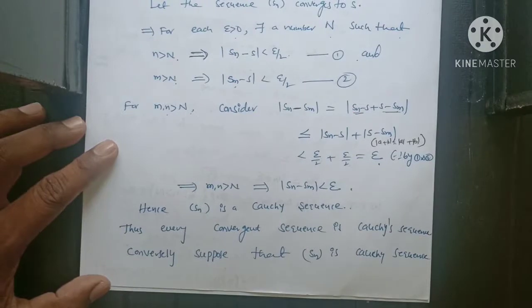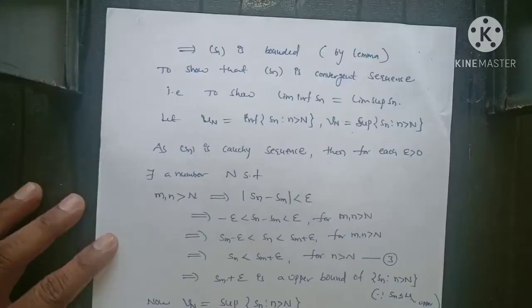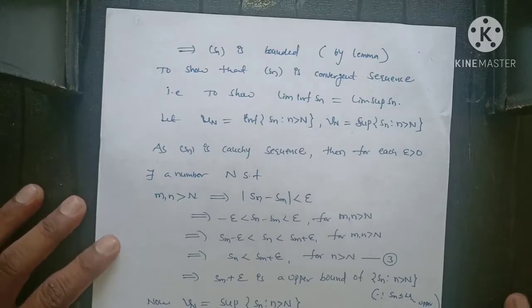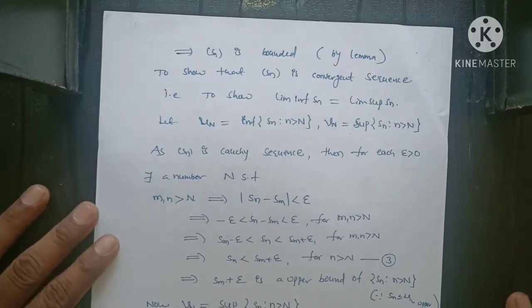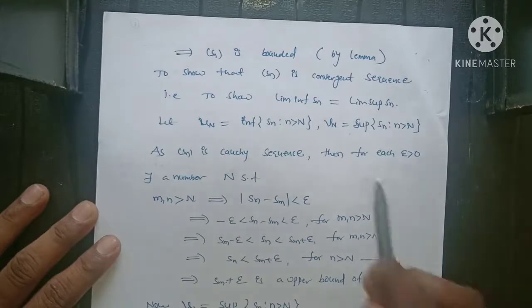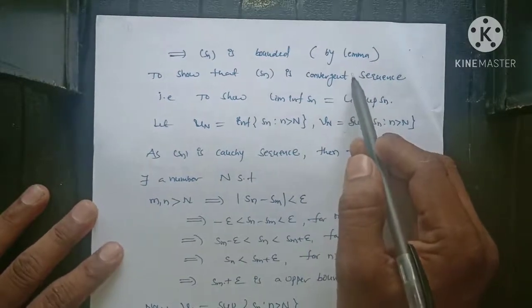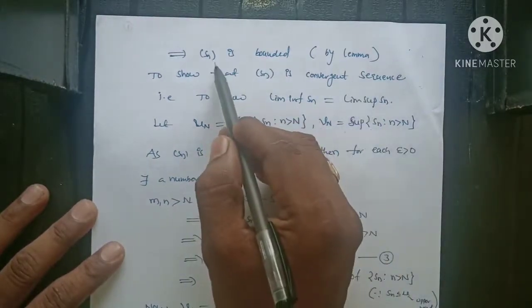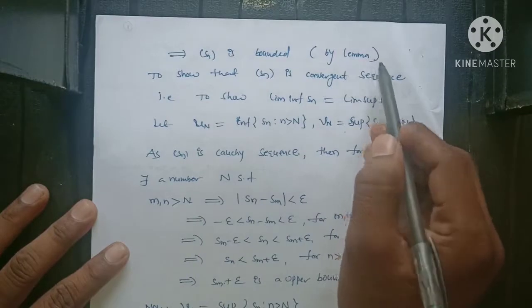Now the converse part. Conversely, suppose that Sn is a Cauchy sequence. We have a lemma: Sn is bounded. Every Cauchy sequence is a bounded sequence. Already we proved this theorem. Sn is a Cauchy sequence, and every Cauchy sequence is a bounded sequence.